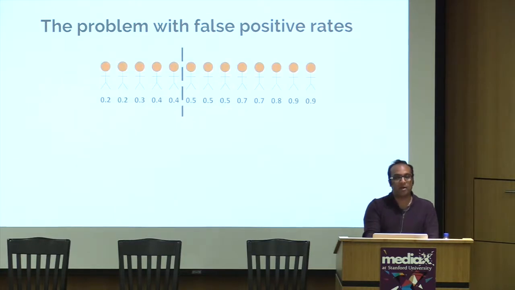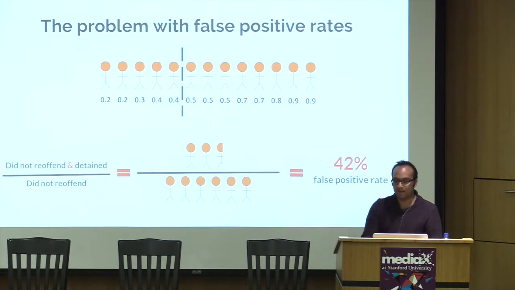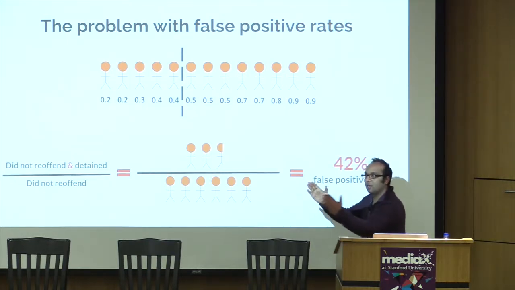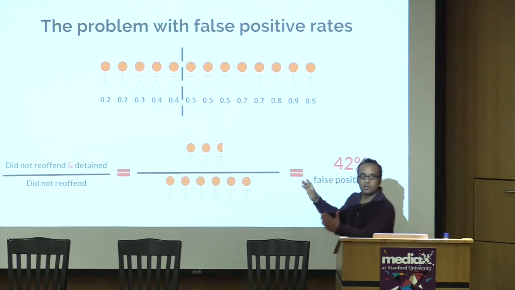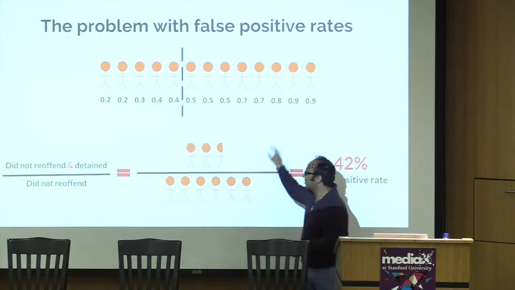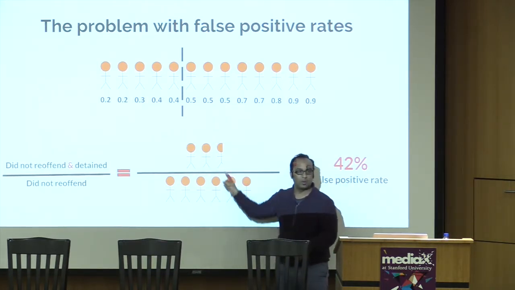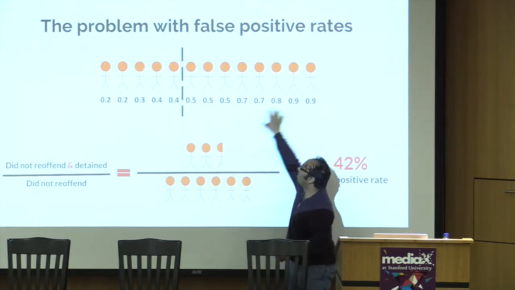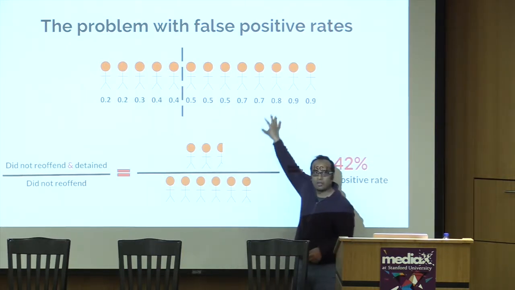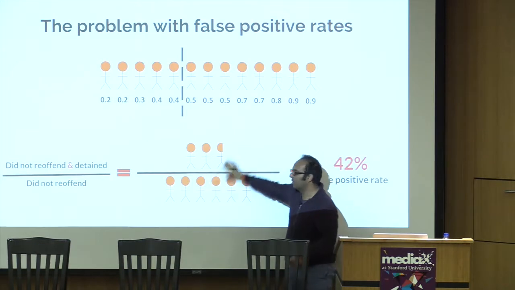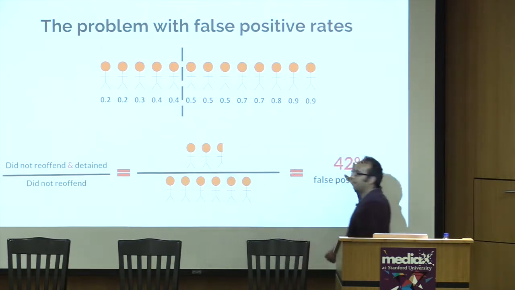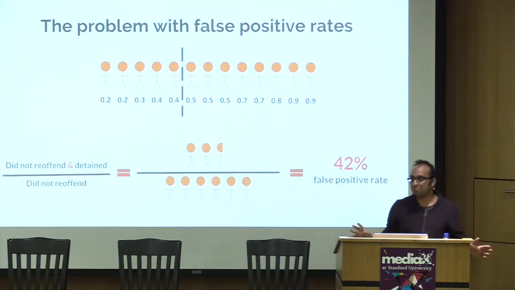Great. Now on the orange group, we're going to do the exact same calculation. What do we have? Well, now this whole distribution is shifted to the right. So this group is higher risk, so we have fewer people in the denominator. We have fewer people who do not reoffend. And then of those, more of them are on the right-hand side, so we have about 2.5 over 6. So we have a 42% false positive rate.